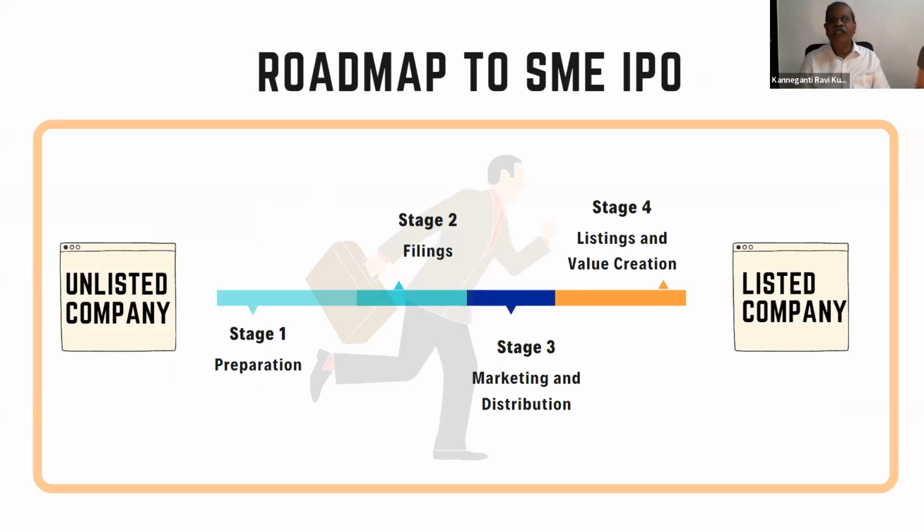Then what is the roadmap to SME IPO? In simple steps, your unlisted company in the first stage, as we discussed earlier, should make preparations. Once all the documents are prepared and due diligence is over, then you have to file the documents to the authorities. The third step is, once you get the approvals, you have to do the marketing and other things for listing and raising funds. The last stage is listing and value creation. So listing and value creation we will discuss in the next slide.